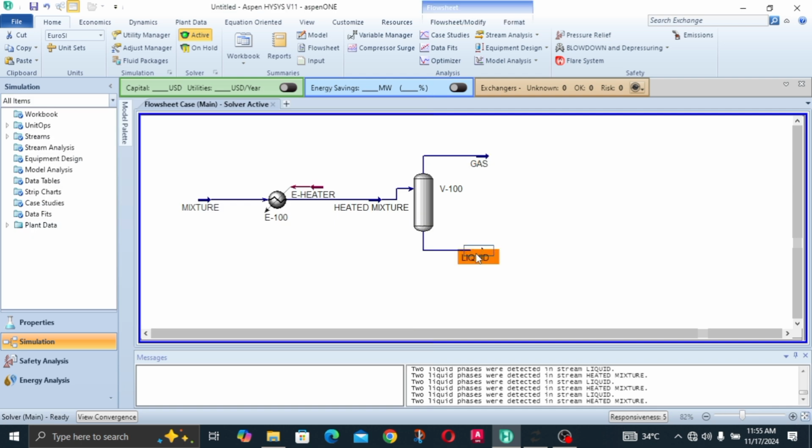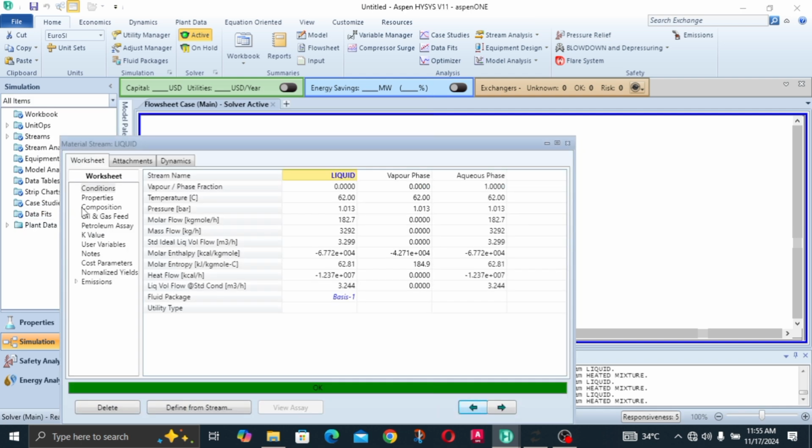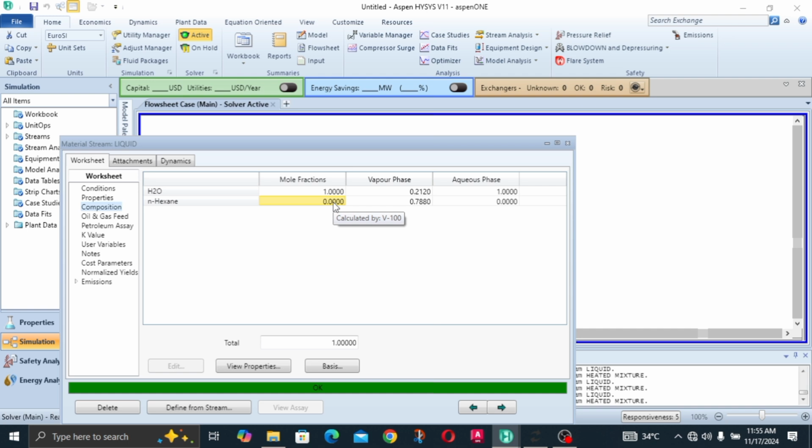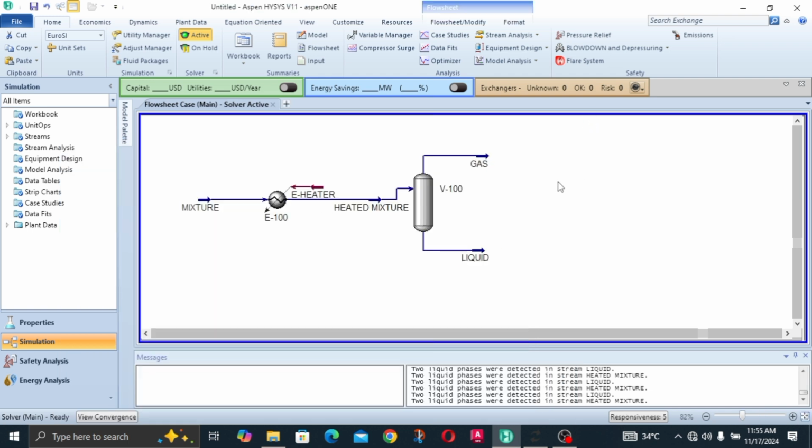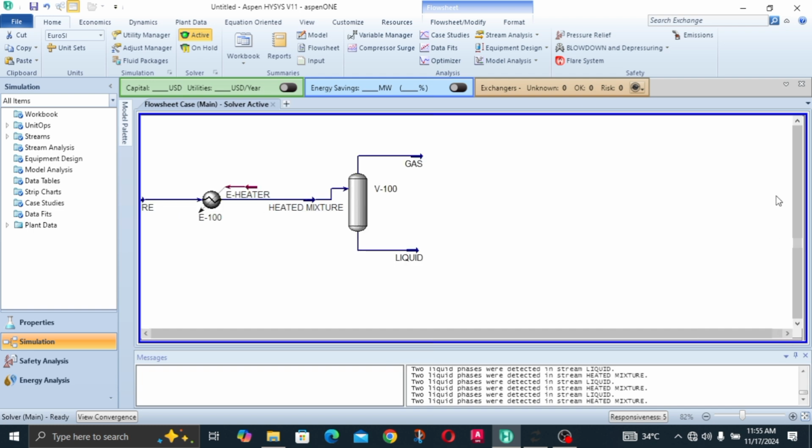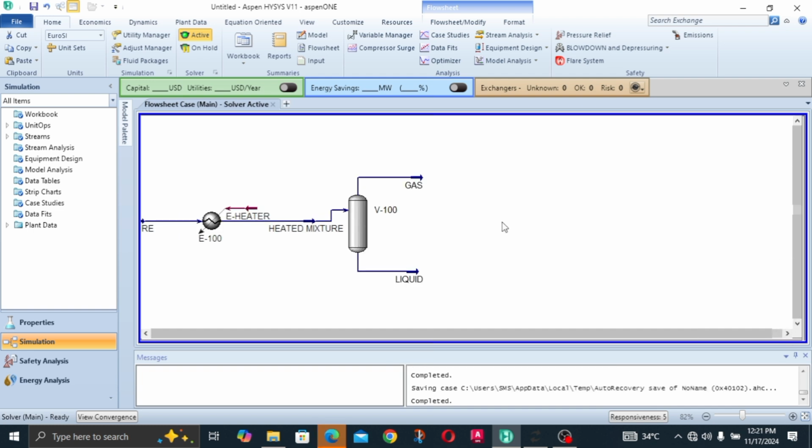So let's check the liquid and see if we still have 100% H2O down at the bottom. Yes, we do. It is still 100% H2O, no hexane, because all the hexane evaporated, unfortunately, with some water. So with this, we can say that we can achieve a purity of 78.8% for the hexane with the evaporation separation technique.